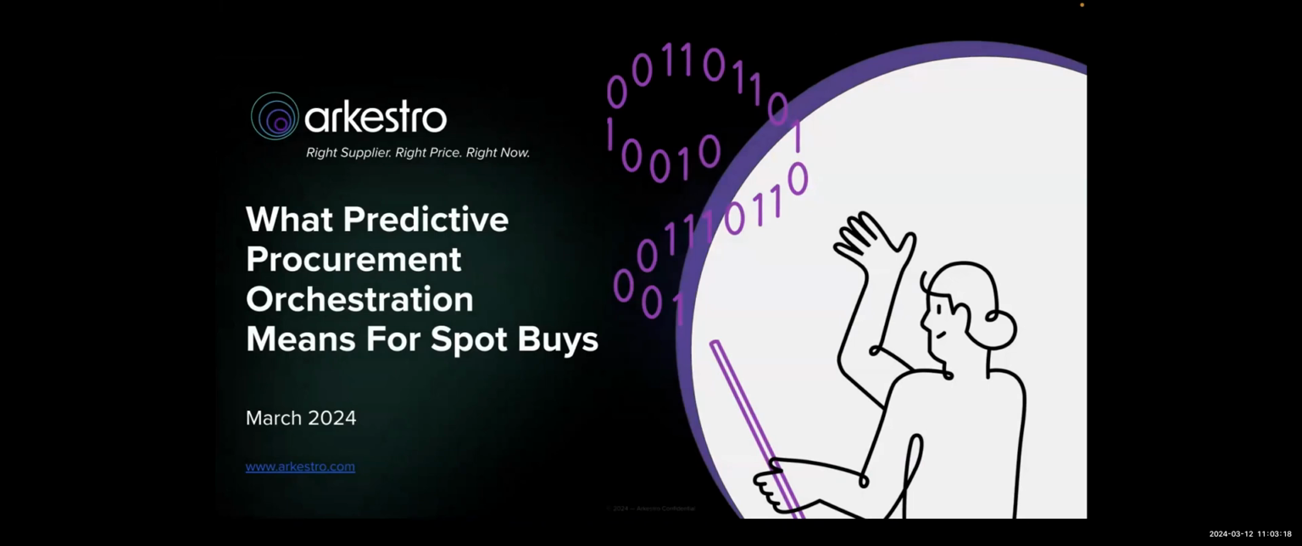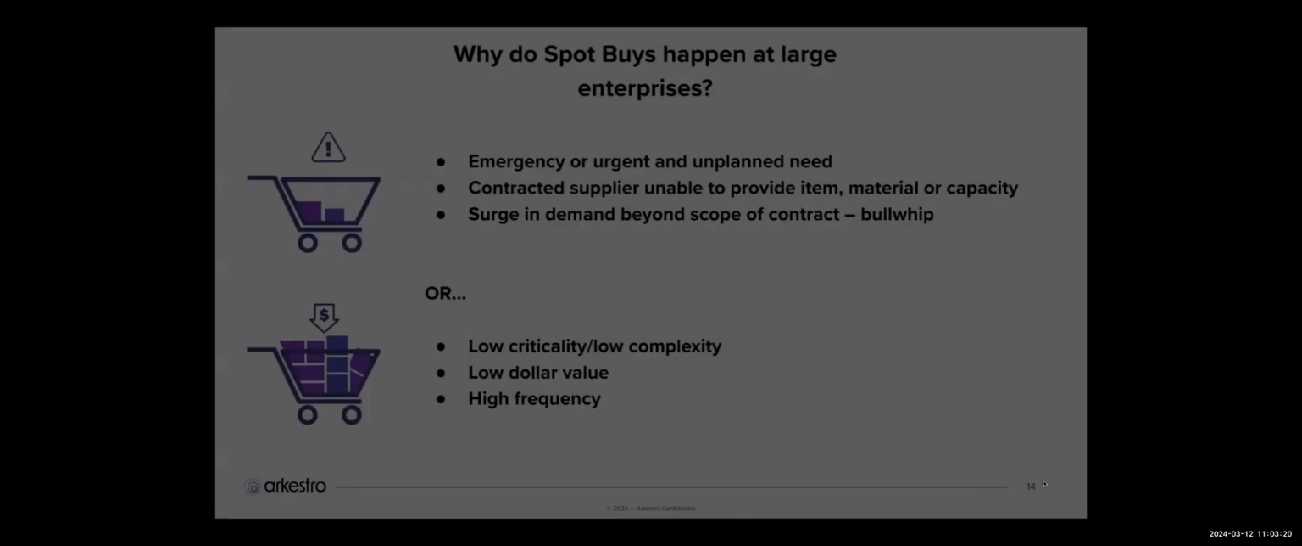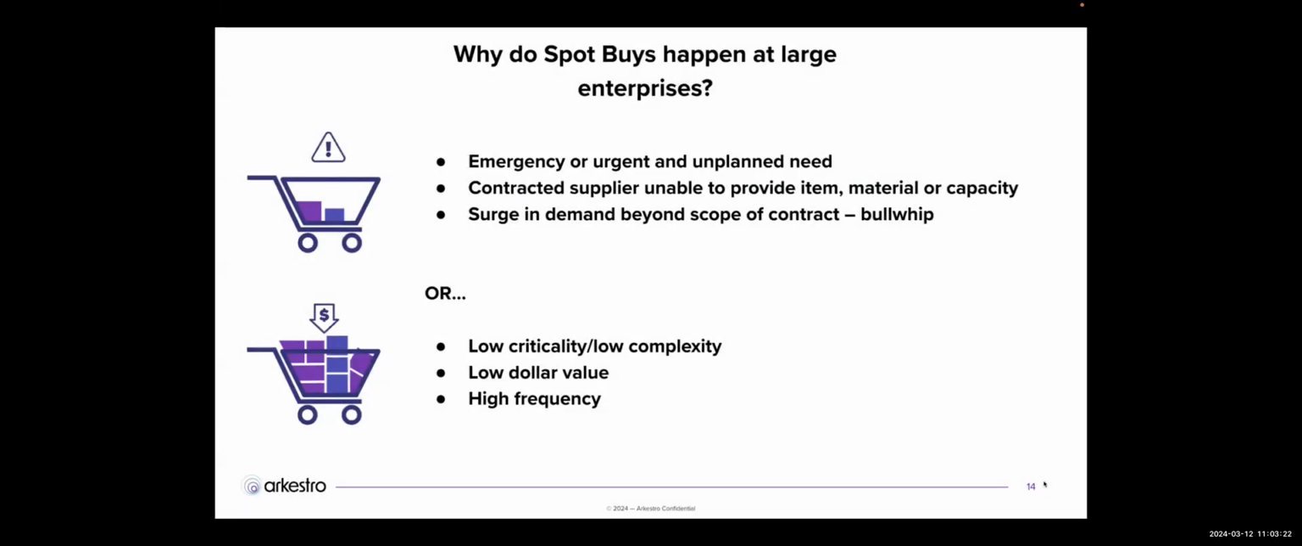We can just jump right in here. My goal today is really to share with you a little bit about spot buys, how they differ from tail spend, and then how technology in the procurement world is addressing these what we call spend cases or buy types across the procurement stack.